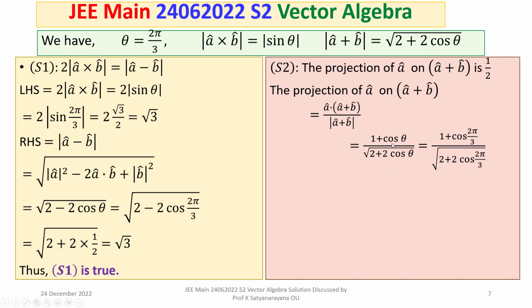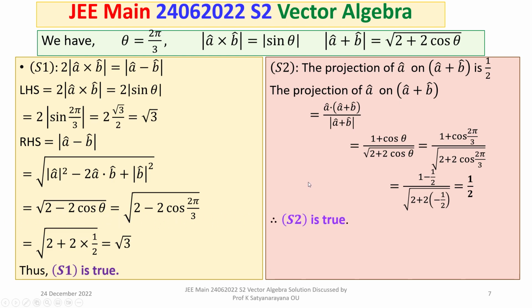Now substitute theta equal to 2 pi by 3 and use cos 2 pi by 3 equal to minus 1 by 2. So it will be 1 minus 1 by 2 over the denominator, under the square root of 2 plus 2 into minus 1 by 2. When you simplify, the denominator is 1 and the numerator is 1 by 2. So the answer is 1 by 2. Thus the projection of A on A plus B is 1 by 2, which means the given statement S2 is also true.